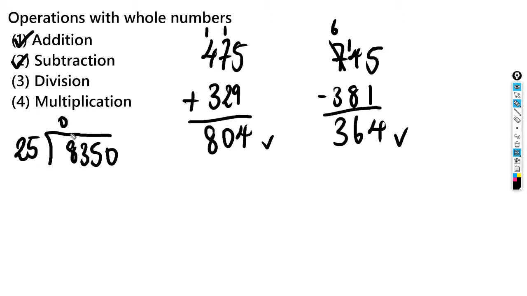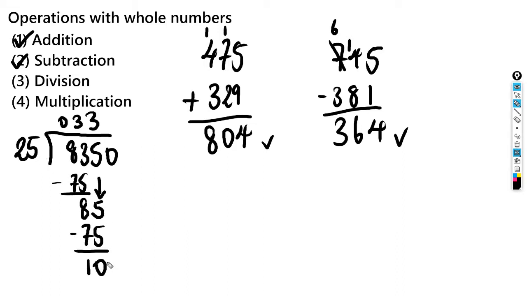Can 25 go into 83? Yes. 25 can go into 83 3 times. So 3 times 25 would give us 75, minus the 83, I'll get 8 here. Carry down this 5. Remember how you did it in primary or prep school. Then, can 25 go into 85? Yes, it can, 3 times. 25 times 3 would give us 75 minus 85. The reason we brought down the 5 is because 25 cannot go into 8. Then we get 10 now.